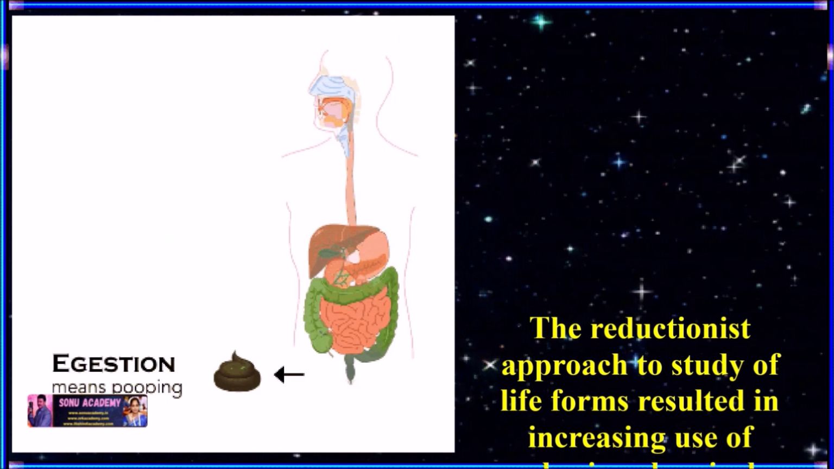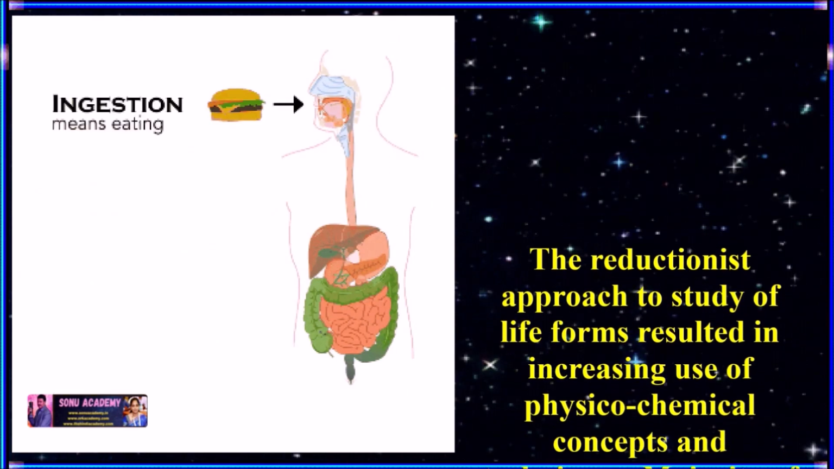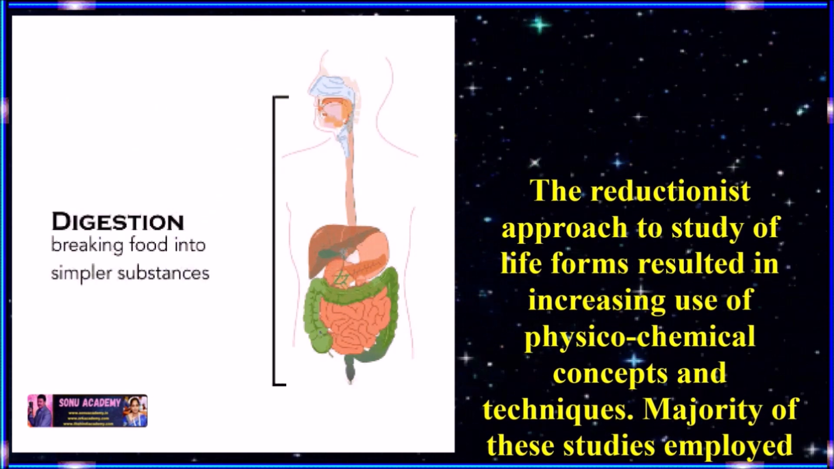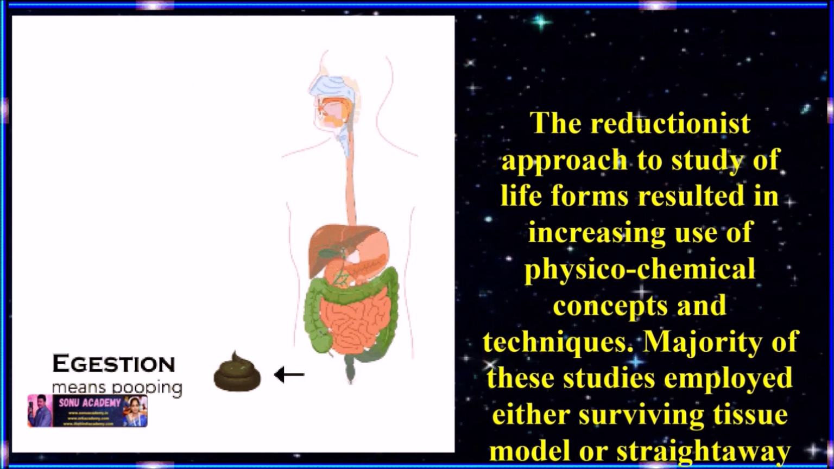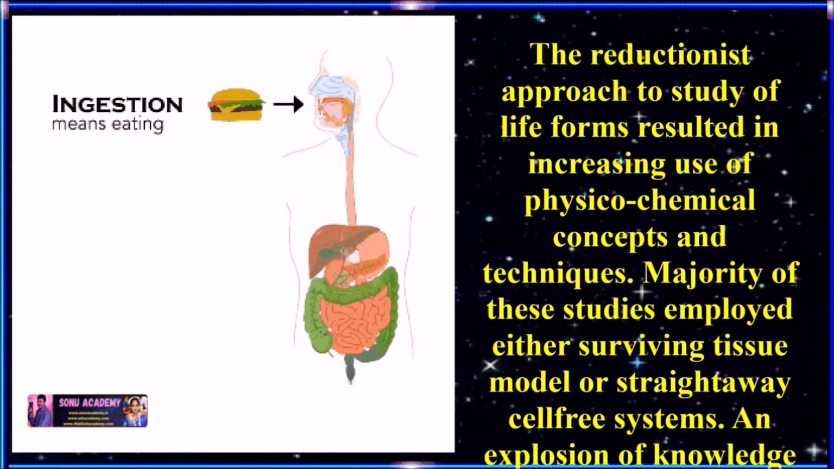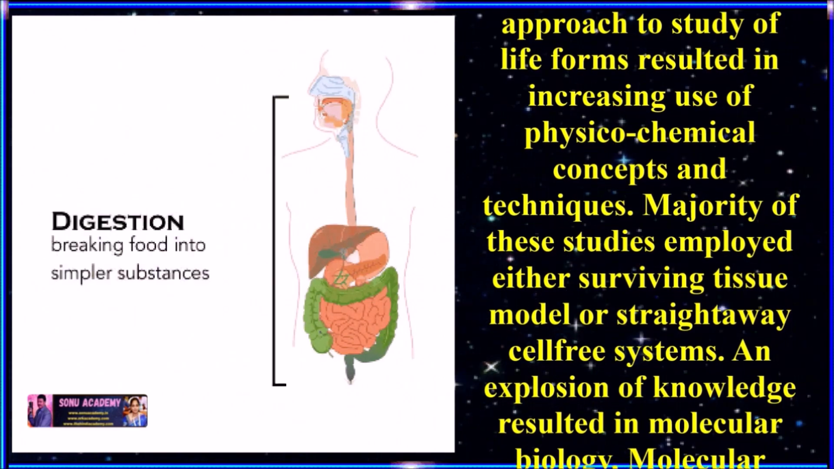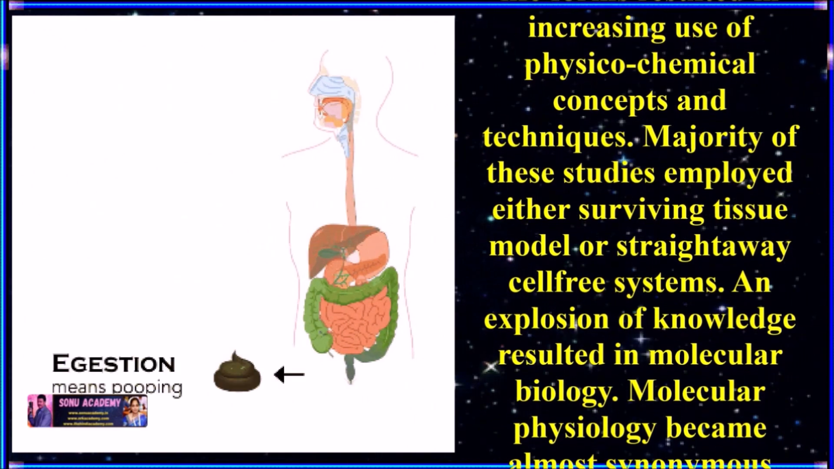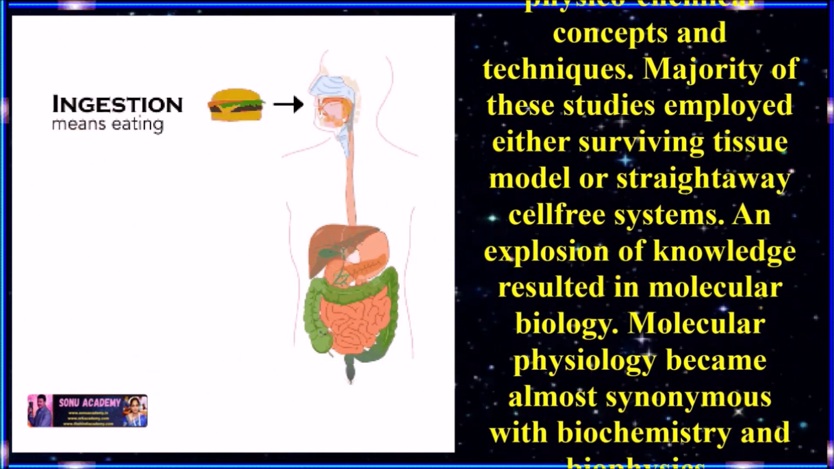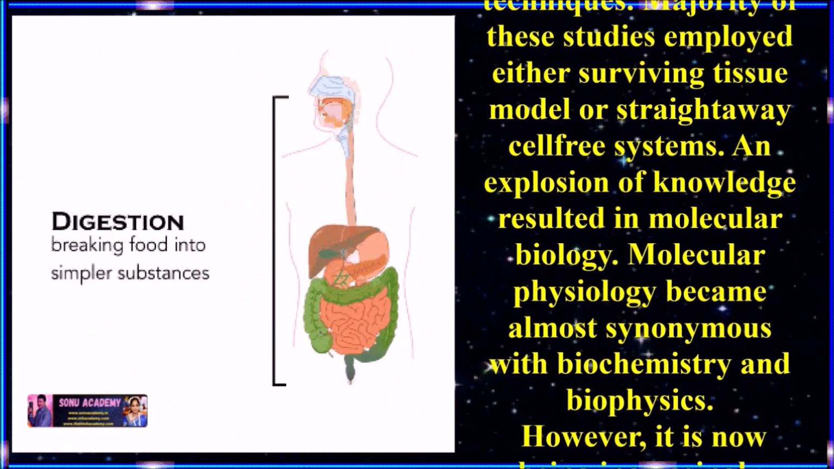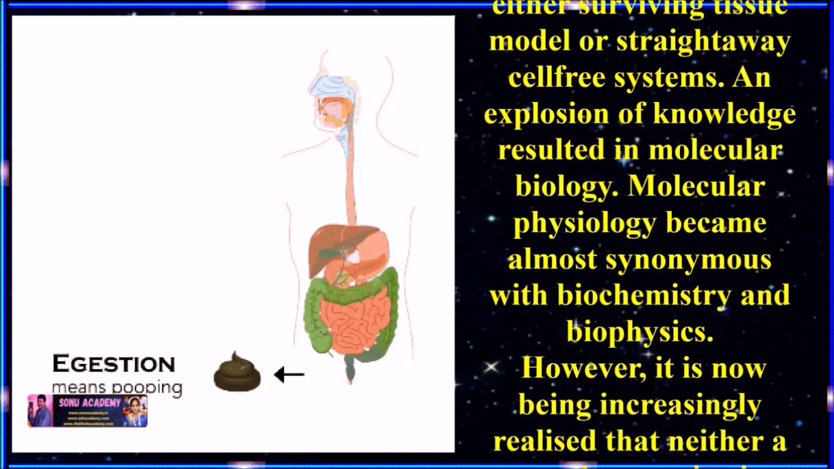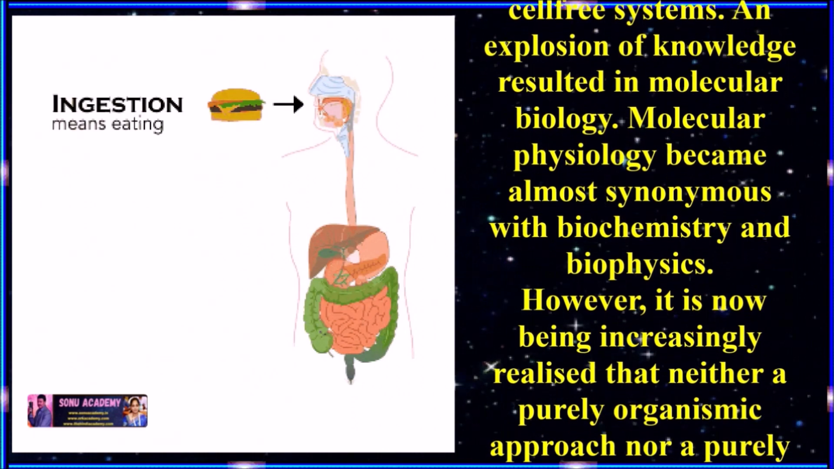Children, the reductionist approach to study of life forms resulted in increasing use of physicochemical concepts and techniques. Majority of these studies employed either surviving tissue models or straightaway cell-free systems. An explosion of knowledge resulted in molecular biology. Molecular biology became almost synonymous with biochemistry and biophysics.